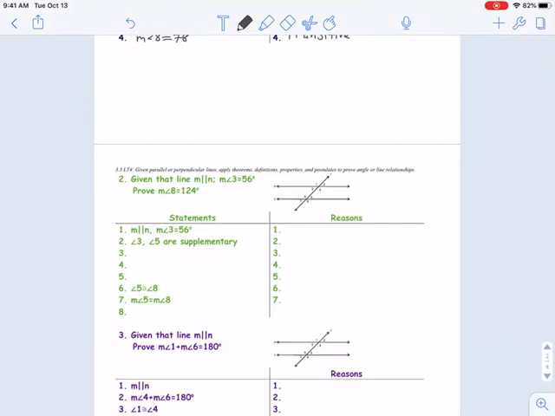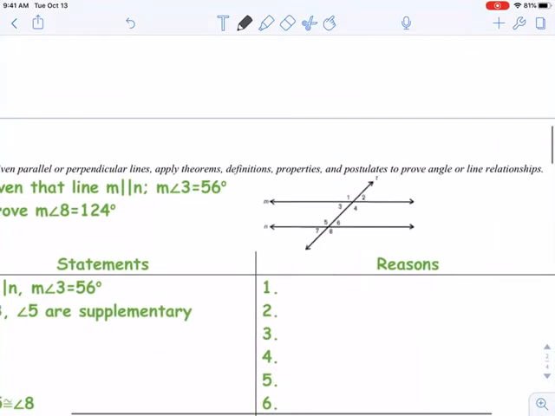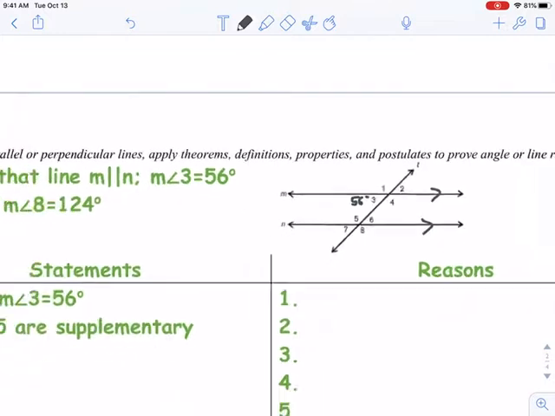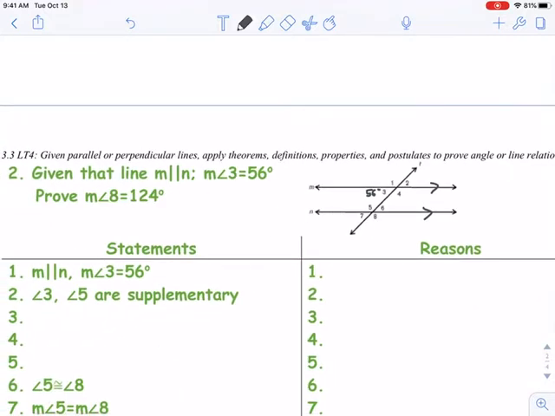All right, cruising right along. Given that lines are parallel and angle 3 is 56 degrees, we're going to prove that the measure of angle 8 is 124 degrees. All right, so reason 1, given.